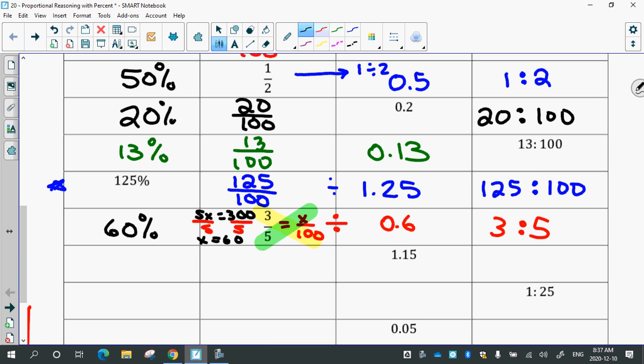1.15. Any ideas? We know that if we want our fraction as a percentage out of 100, anyone know what you would do, something divided by 100 to give you 1.15? You look up at this one, 125 over 100 was 1.25. 115 over 100 would be 1.15. And then once you've got the 115 over 100, you know that's 115%. And you can write it as a ratio.